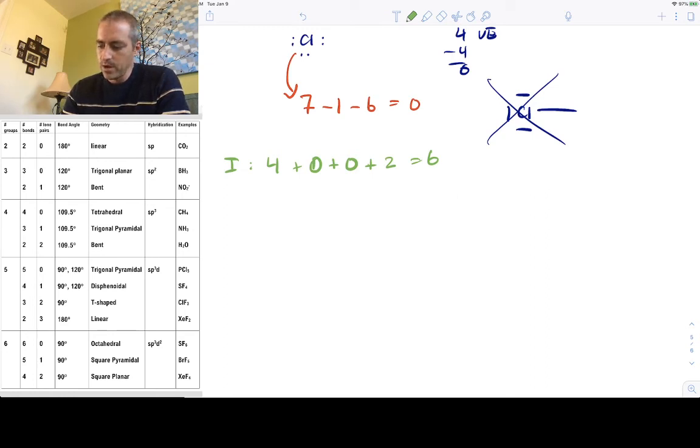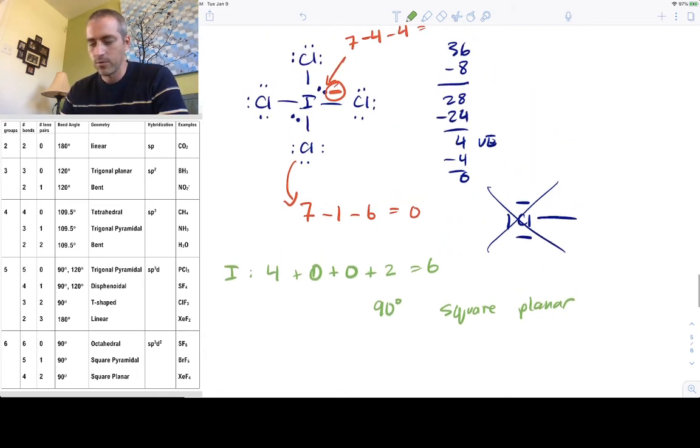That means we have bond angles of 90 degrees. The shape is what we would call square planar. And the example there is xenon tetrafluoride, but ICl4- is the same thing.